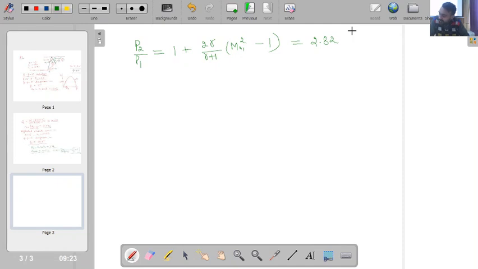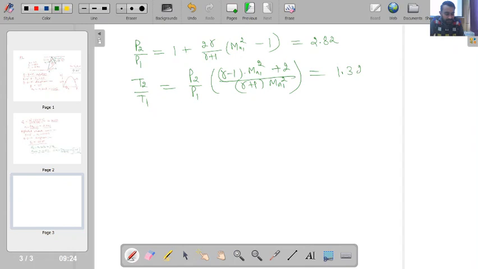Similarly, the relation for T2 by T1 is nothing but P2 by P1 into rho 1 by rho 2. So rho 1 by rho 2 will become gamma minus 1 into Mn1 squared plus 2, divided by gamma plus 1 into Mn1 squared. Okay, so if you calculate from here, T2 by T1 will become 1.38. Is this point clear? This value comes out to be 1.38.